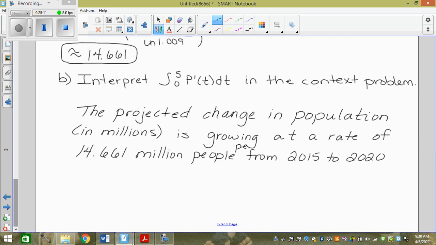Per year? Yes, we need that. That's a mistake on my behalf. If not, it could be assumed that it's the whole time of 2000. Yeah, you need per year.